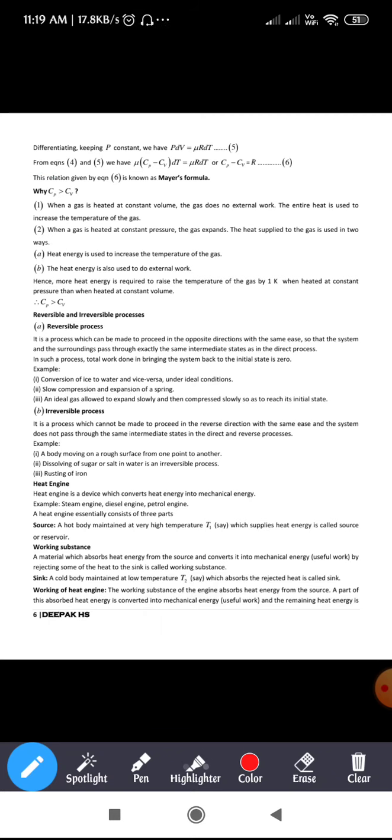When the volume is kept constant, the gas doesn't expand. Even if you are supplying heat to the system, there will be an increase in the internal energy of the gas, but since the volume is constant, the gas is not allowed to expand. Due to that, the work done will be equal to zero. Whatever heat you supply will be used entirely to increase the internal energy of the gas. That is the case for Cv.